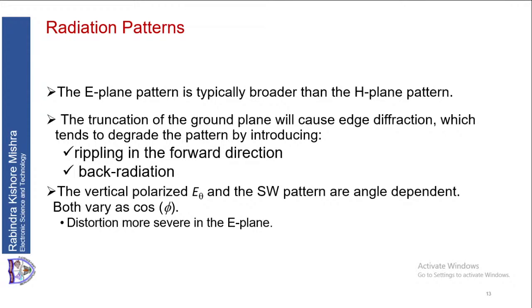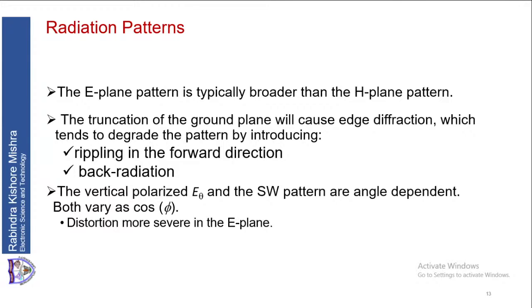The truncation of the ground plane, because the ground plane is not infinite, it will be finite. So the truncation of the ground plane will cause edge diffraction. At the edge of the ground plane, there will be diffraction, which will degrade the pattern because it will introduce rippling towards the forward direction as well as back radiation. So in the forward direction there will be radiation, in the backward direction also there will be radiation, because of the finite ground plane. Had the ground plane been infinite, then there will be no back radiation because everything will be reflected back. Now, because it is finite, there is no complete reflection, some back radiation will be there.